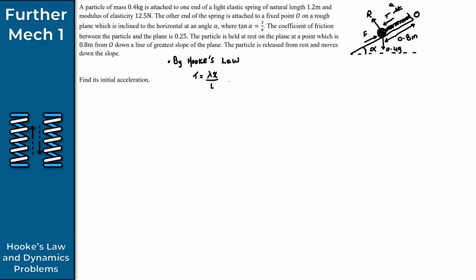So if we put this all together then, what we get here is lambda, which is 12.5. We've got 12.5 times by x. So what is the compression here? Well, the natural length is 1.2 meters. This distance here from the particle to the fixed point O is 0.8 meters. So the compression then is 0.4 meters, right? We times that by 0.4, and we now divide then by the natural length, right? But the natural length here, as we're told in the question, is 1.2. Perfect. And just evaluate this here then, so just use your calculator, right? And if you do this correctly then, what we get here in exact form is 25 over 6 newtons.